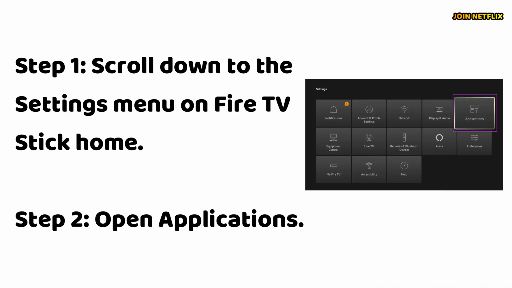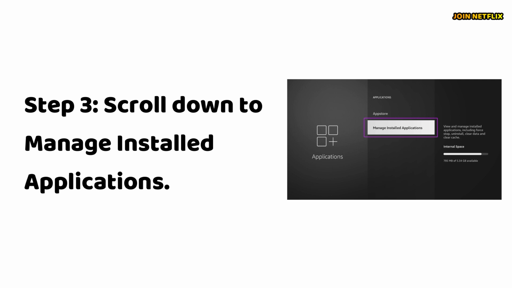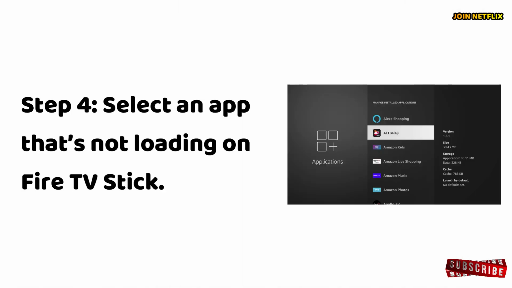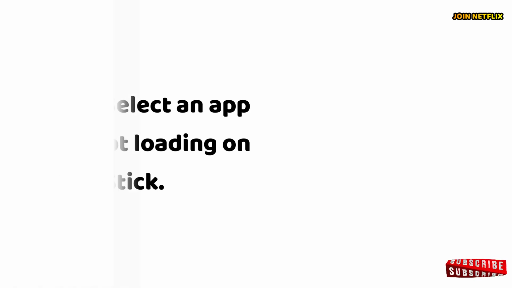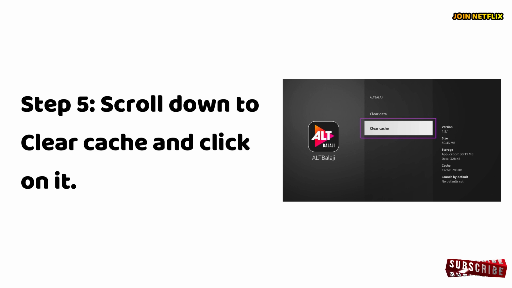Step 1. Scroll down to the Settings menu on Fire TV Stick Home. Step 2. Open Applications. Step 3. Scroll down to Manage Installed Applications. Step 4. Select an app that's not loading on Fire TV Stick. Step 5. Scroll down to Clear Cache and click on it.